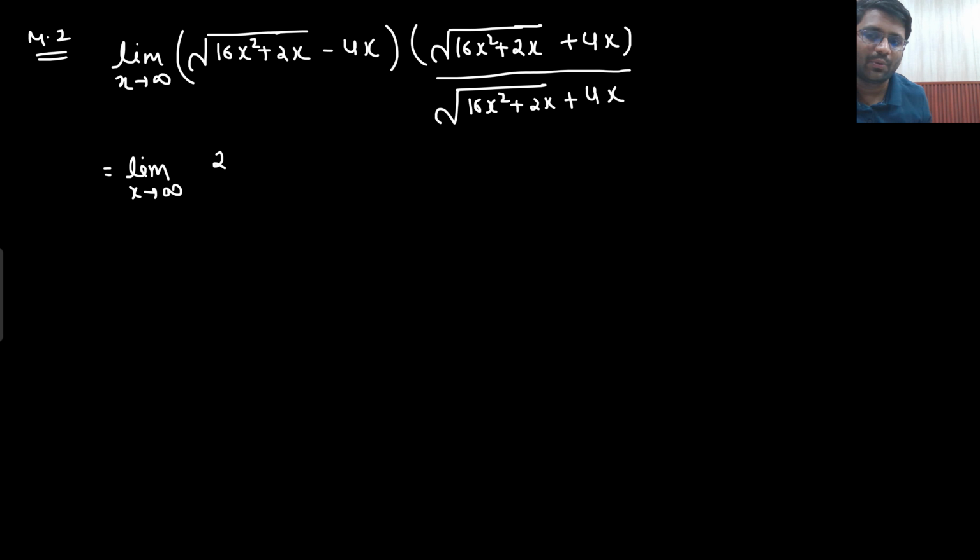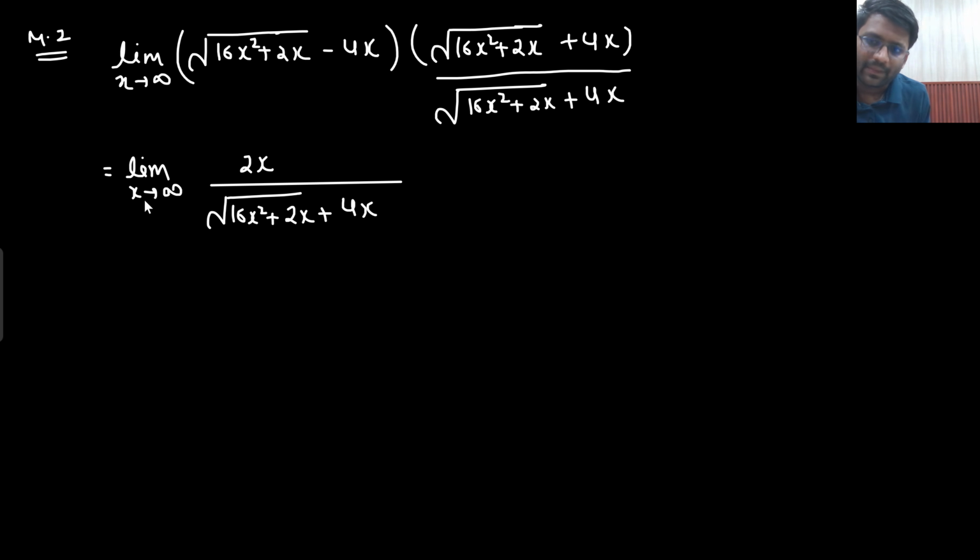This much calculation you need to do now. Okay, you have to use your pen. A square minus b square. So the square of this will be 16x square plus 2x, and the square of 4x will be minus 16x square. So 16x square will get cancelled out. You will be left with 2x. Okay, this much calculation till this point you should be doing on your own. So this will become under root 16x square plus 2x plus 4x in the denominator. Now if x is tending to infinity, I know one thing. What can I do?